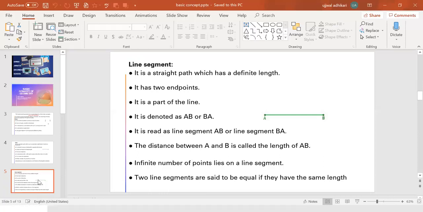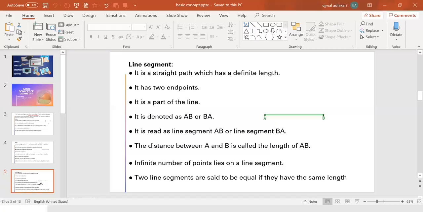There is no fixed rule. While we denote the line segment, we need not write in one particular direction. There is no calculation of directions. It is read as line segment AB or line segment BA. Both can be represented here. The distance between A and B is called the length of AB.